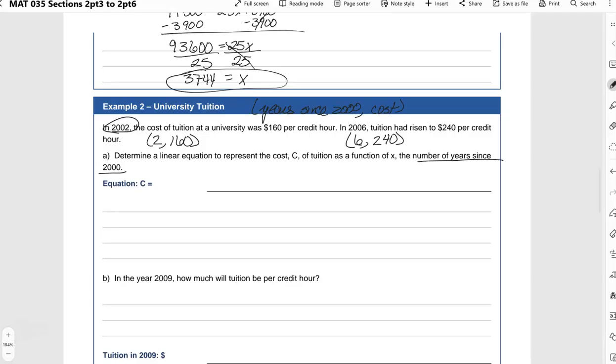They're asking us to find an equation. Well, we've got 2 ordered pairs, so we can go through the process that we talked about before. We're going to have slope, which is y2 minus y1 over x2 minus x1. So we're going to have 240, that's my y2, minus 160, which is my y1, over x2, which is 6, minus x1. So 240 minus 160 is 80, divided by 4. That's going to give us 20.